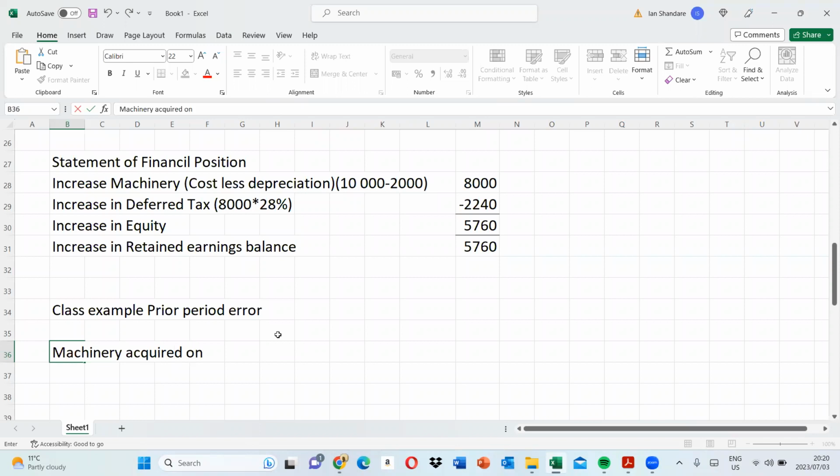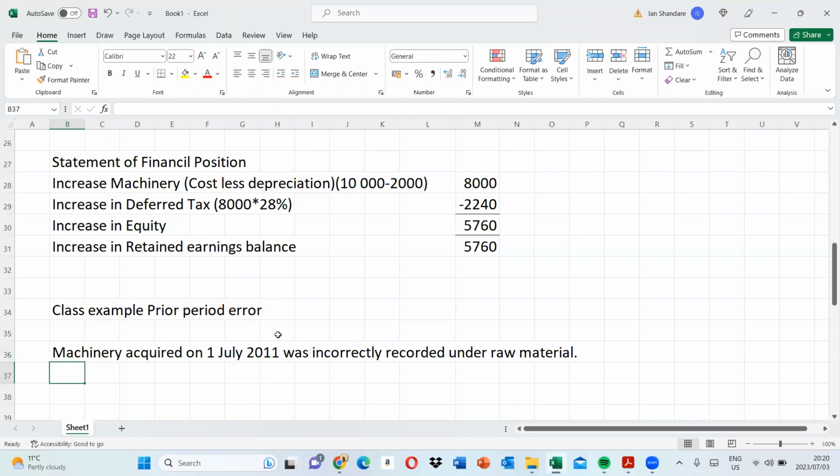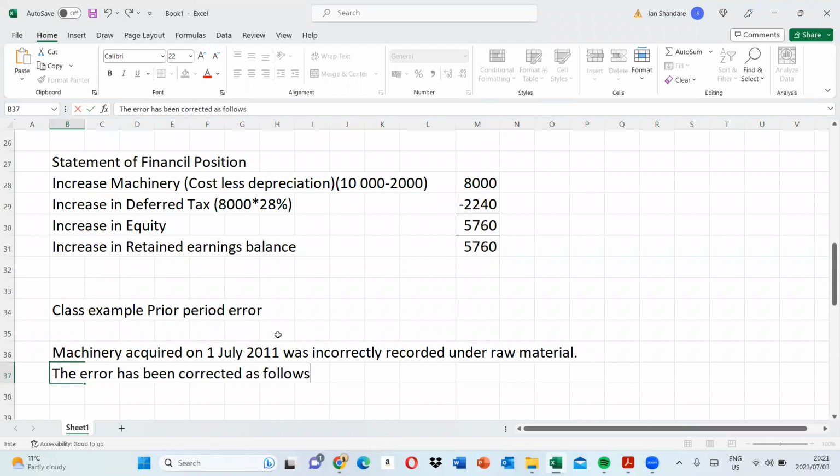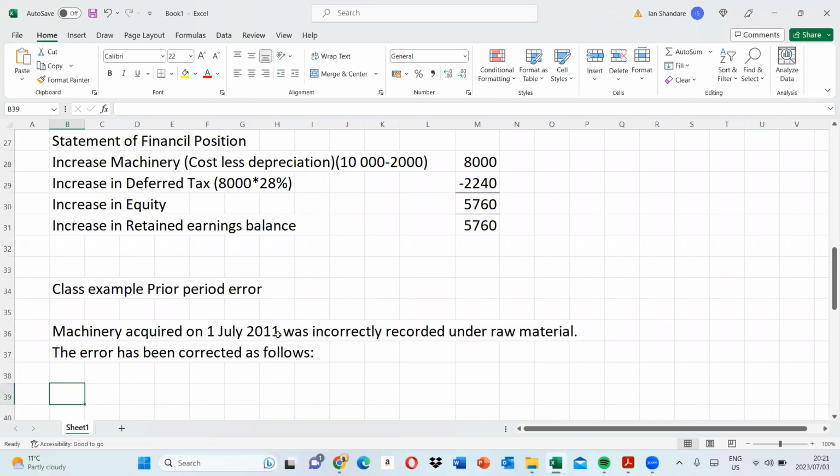Machinery acquired on 1st of July, 2011 was incorrectly recorded under raw materials. And then you state that the error has been corrected as follows. So you then show the users how the error was corrected.